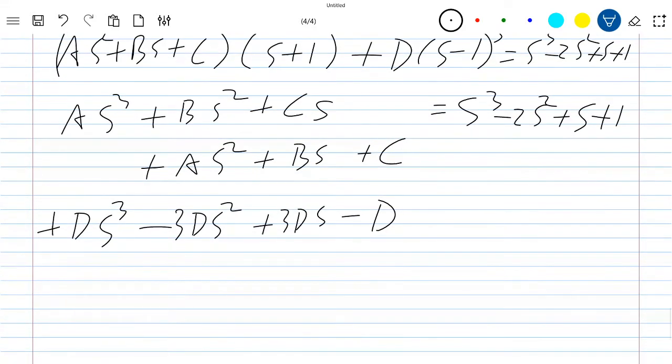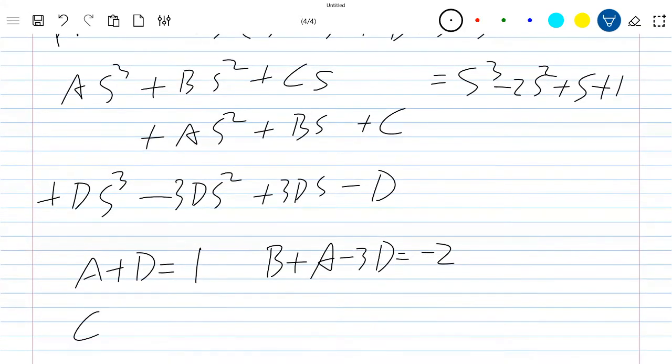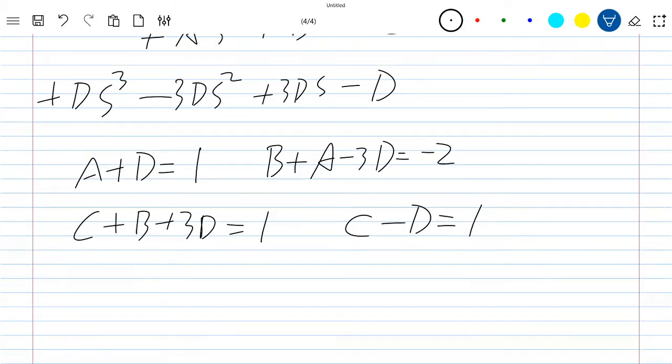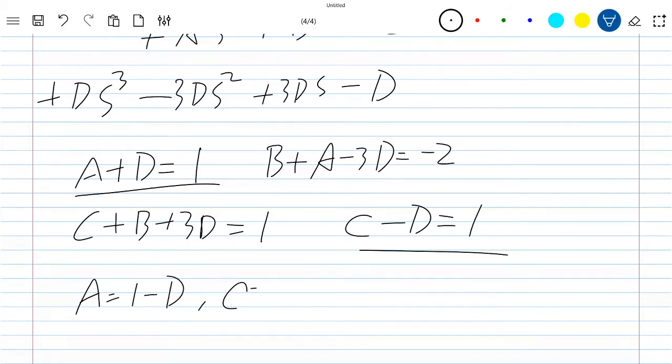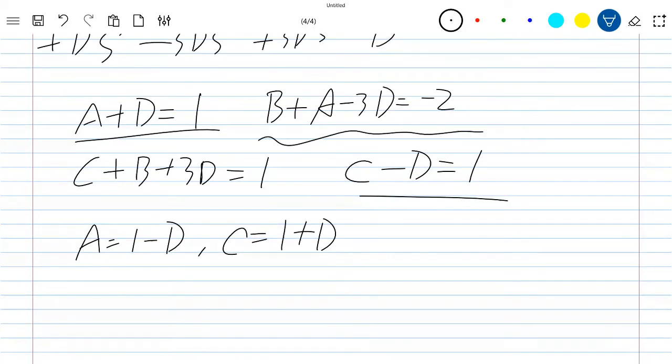So you're matching the corresponding coefficients. a plus d equals 1, b plus a minus 3d equals negative 2, c plus b plus 3d equals 1, and c minus d equals 1. Okay, you have 4 equations with 4 unknowns, and let's see how we solve that. So the first one, let's write in terms of d. You can see a equals 1 minus d, and c equals 1 plus d, and they plug into this equation.